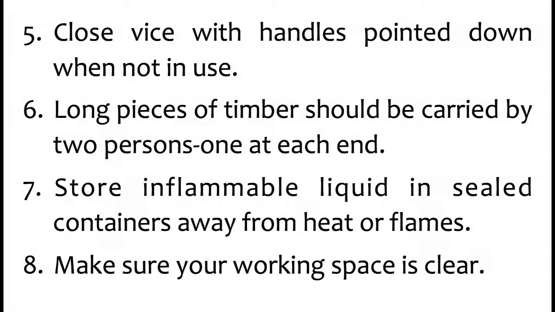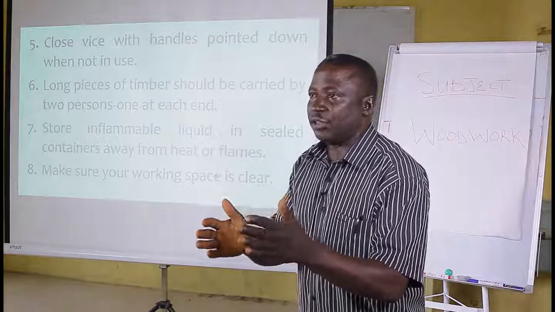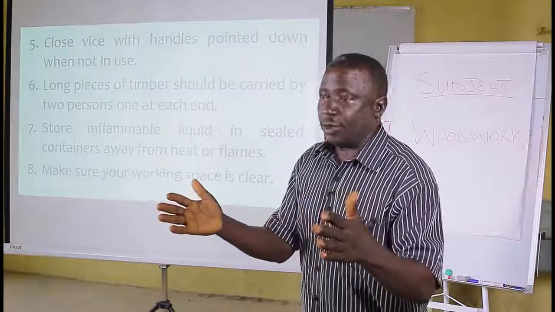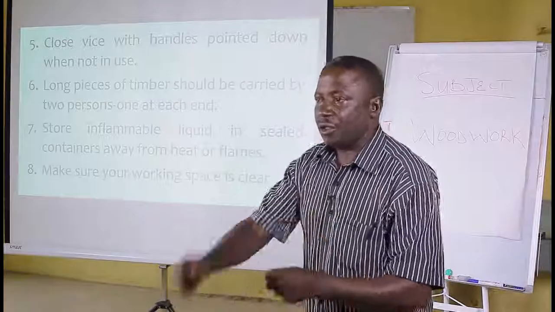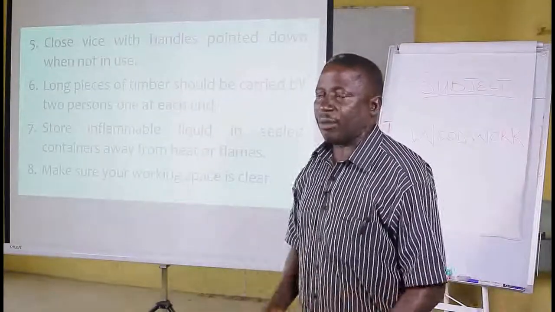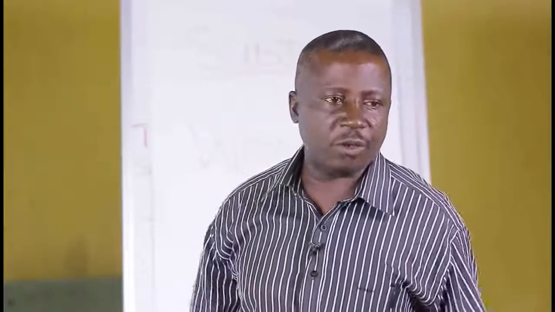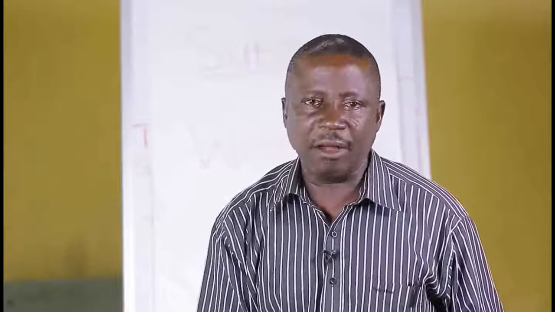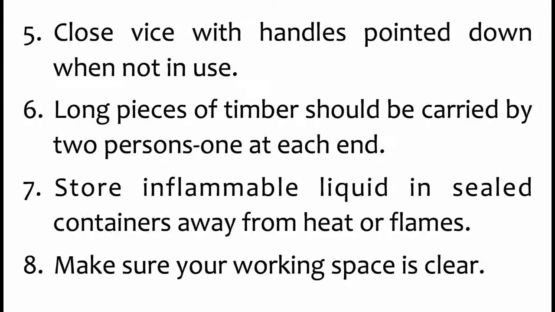Okay? Close vice with handles pointed down when not in use. Vices are devices that are used in conjunction with a bench that you open. When you open, the jaws become open, and then you close. When you close, there is a device that we call a handle. You use it for opening and then locking. So if you lock them and you have the handle up, there's a tendency for somebody to get hooked on it. So when you close it, you push the handle down so that it will not cause any injury or accident in the shop.